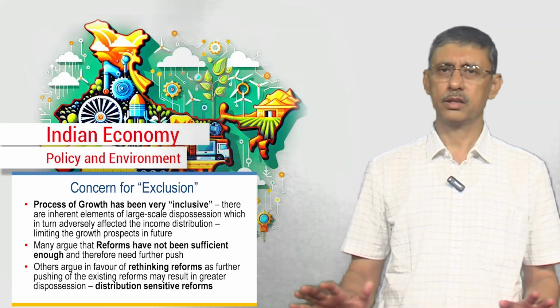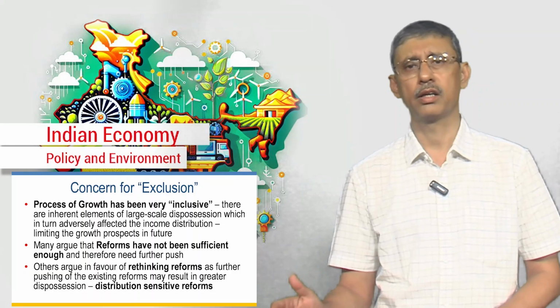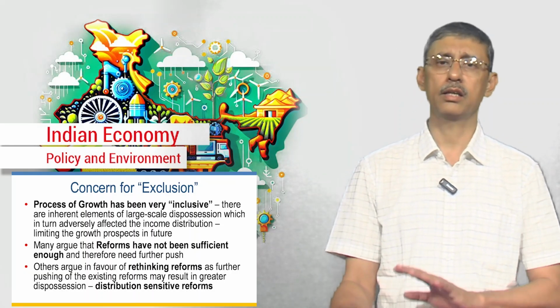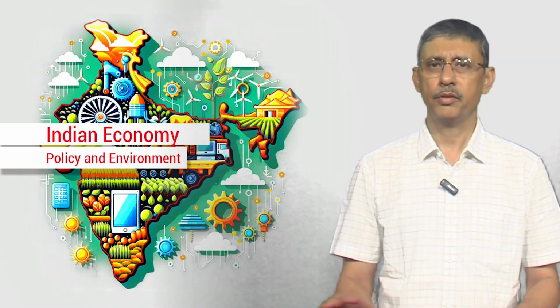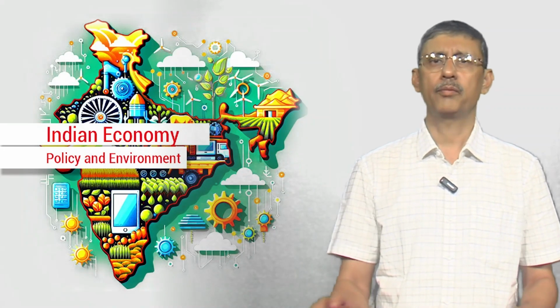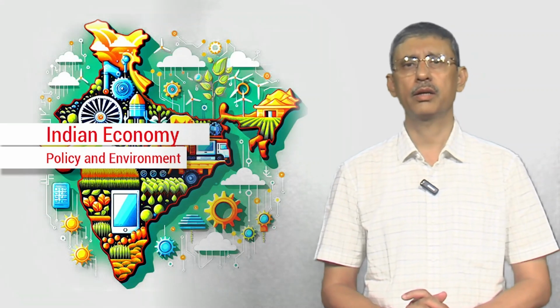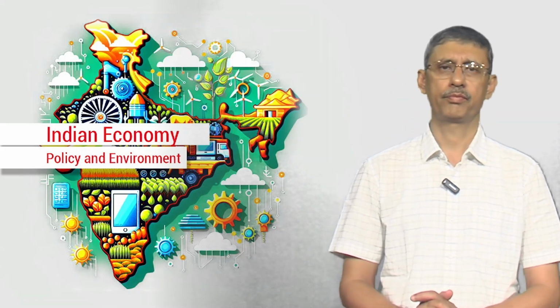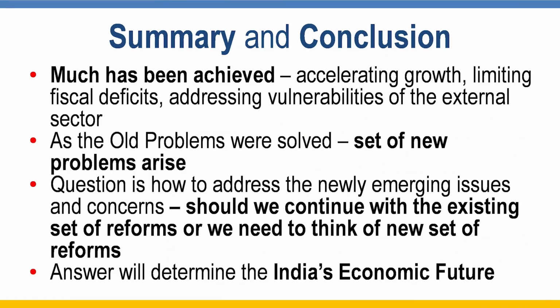So this is the situation that we have, and they favor distribution sensitive reforms rather than growth sensitive reform. So in a nutshell, if we try to summarize or conclude, then probably we can come up with these points. Of course, in the economic reforms, much has been achieved. We have accelerating growth. We have been able to limit the fiscal deficits. We have been able to address the vulnerabilities of the external sector. So in these indicators, the stated objectives, the economic reforms have been mostly successful.